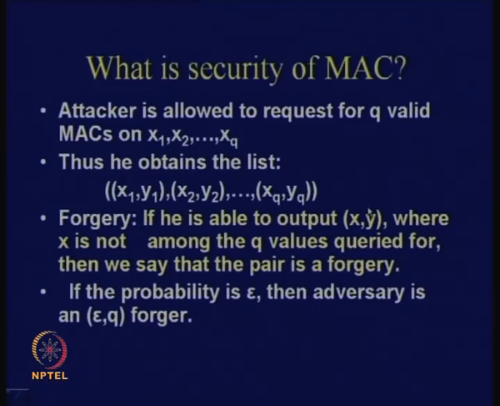Okay. And you understand that this can have a probability, and if the probability is at least epsilon, then the adversary is called an epsilon comma q forgery. So, epsilon is the least probability of success of the attacker and q is the number of queries which he has asked for. Okay. So, again you note that in order to have a very practical forgery, this q has to be small, right. If this q is exponentially large, then obviously that is not a practical attack, right. So, this has to be polynomial in terms of the input size. Okay.